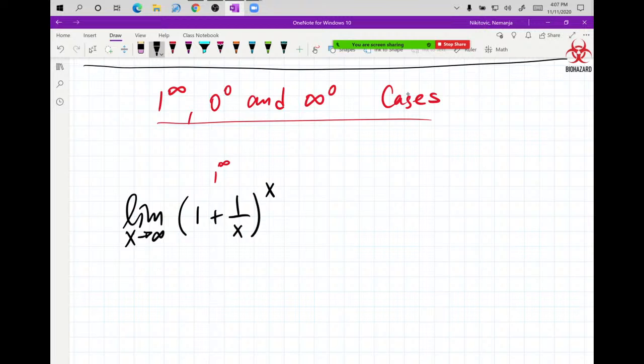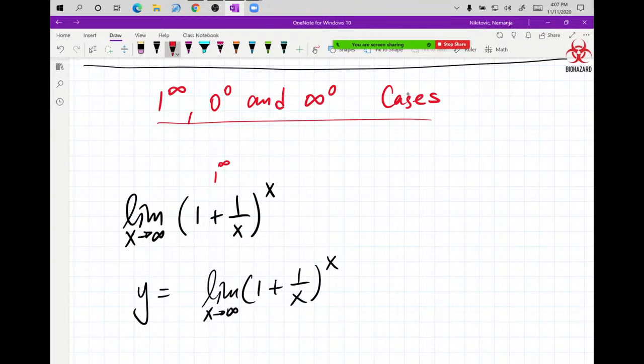And yes, you guessed it, we are going to use the ln procedure for it, just like logarithmic differentiation. So we're going to set our problem equal, leave some space, equal to y, and then we are going to ln both sides. So we're going to put ln on both sides.